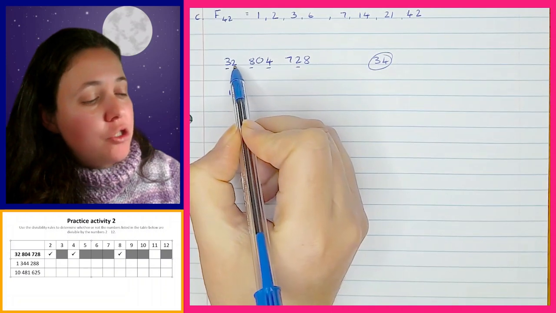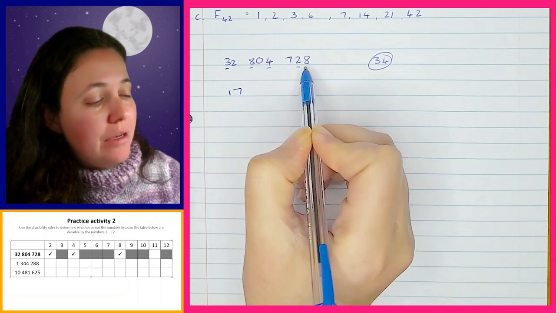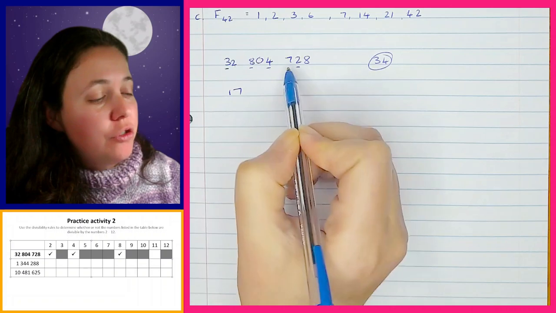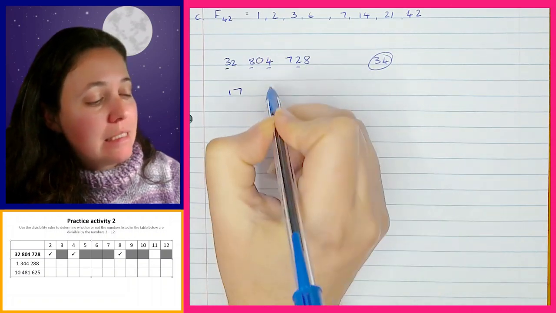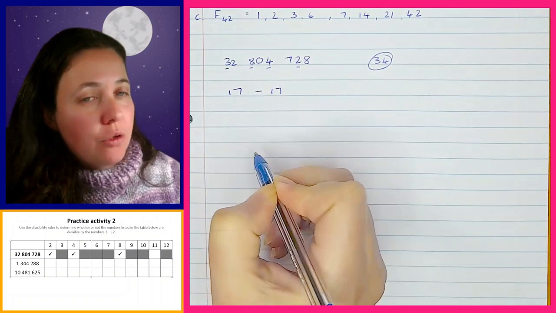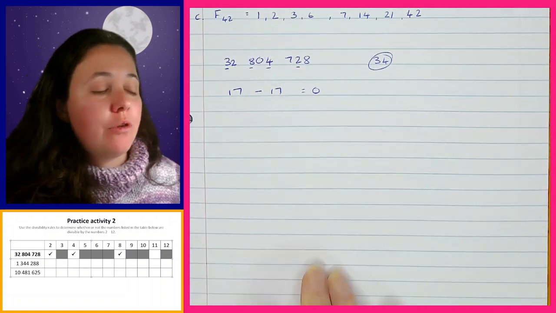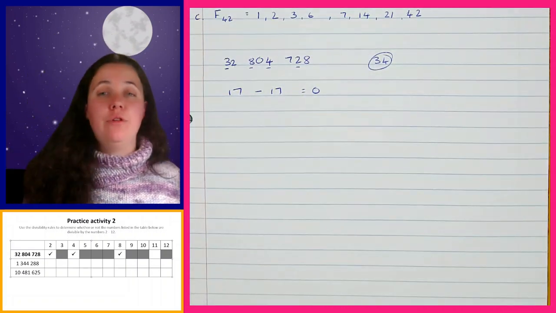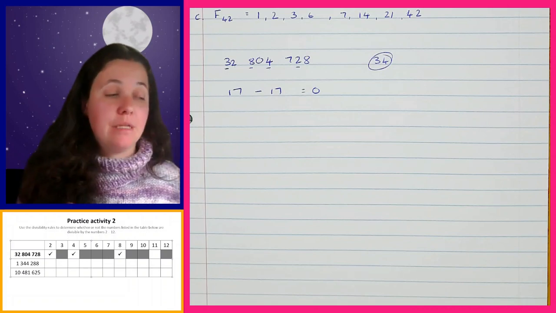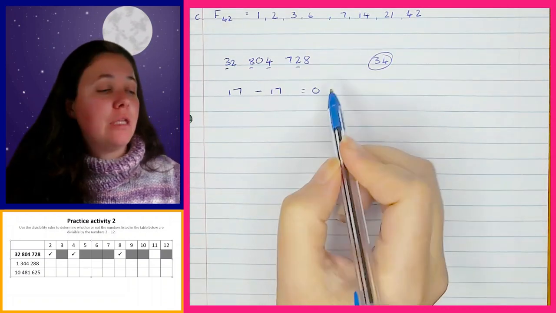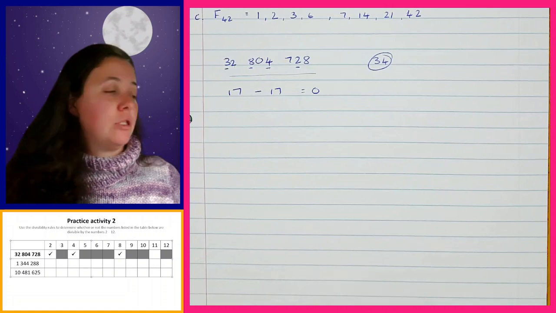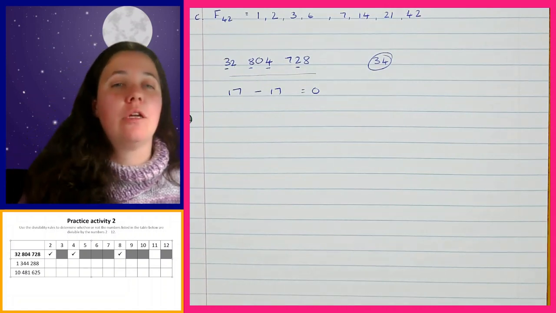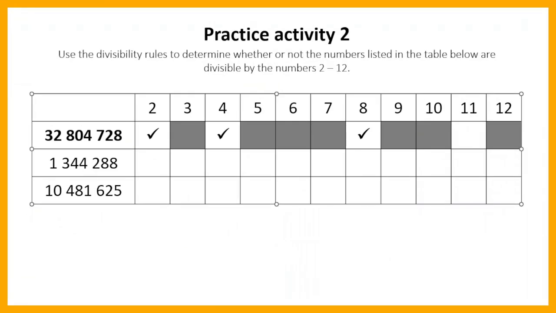Then I'm going to add 2, 0, 7, and 8. So 2 plus 0 is 2, plus 7 is 9, plus 8 is 17. So if I subtract those, I obviously end up with 0. So because my answer is 0, or if it was 11, but in this case it's 0, that means that this number is a multiple of 11. So I can go over here and I can put in a tick over there. So that is how you're going to be doing this table.